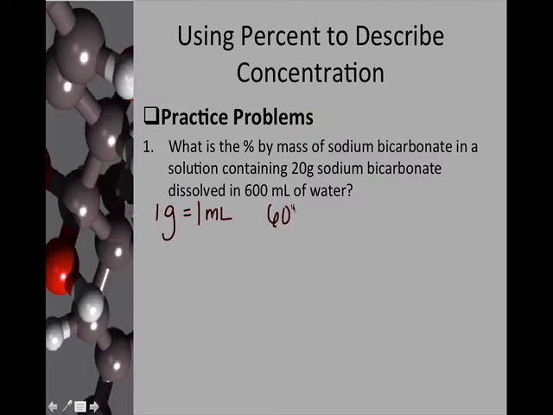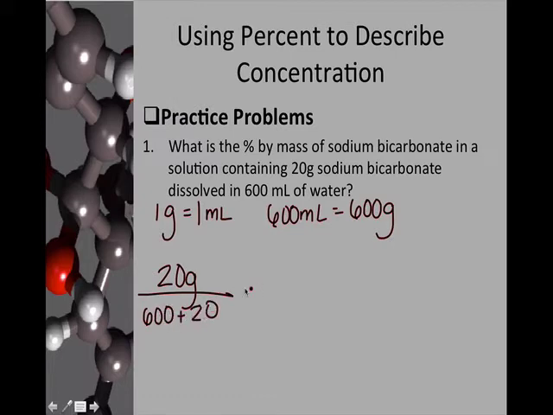So if I have 600 milliliters of water, I have 600 grams of water. And I'll be able to use that on the bottom of my calculation when I'm trying to figure out the total mass of the solution. I put the sodium bicarbonate on top because it's the solute. I divide it by the 600 grams from the water plus the other 20 from the sodium bicarbonate, times 100. So 20 divided by 620 times 100 is 3.23% sodium bicarbonate.